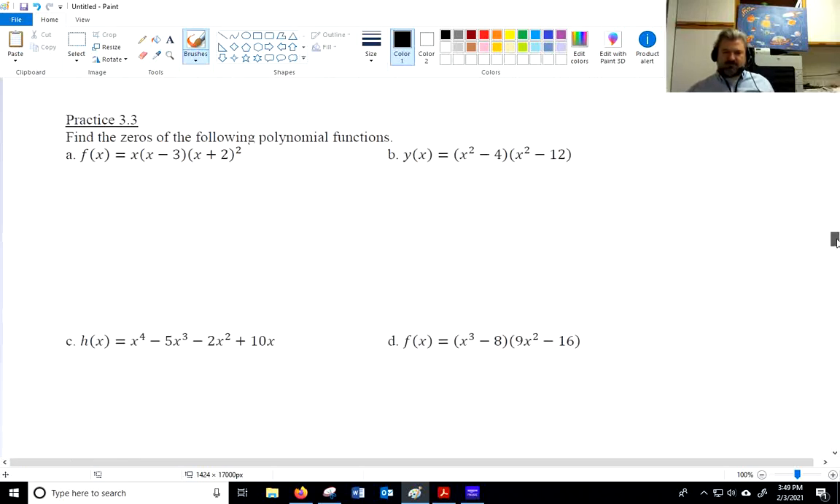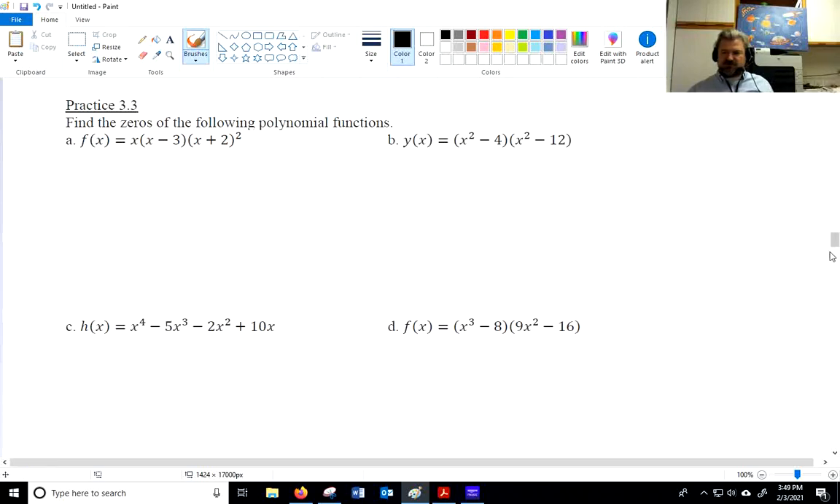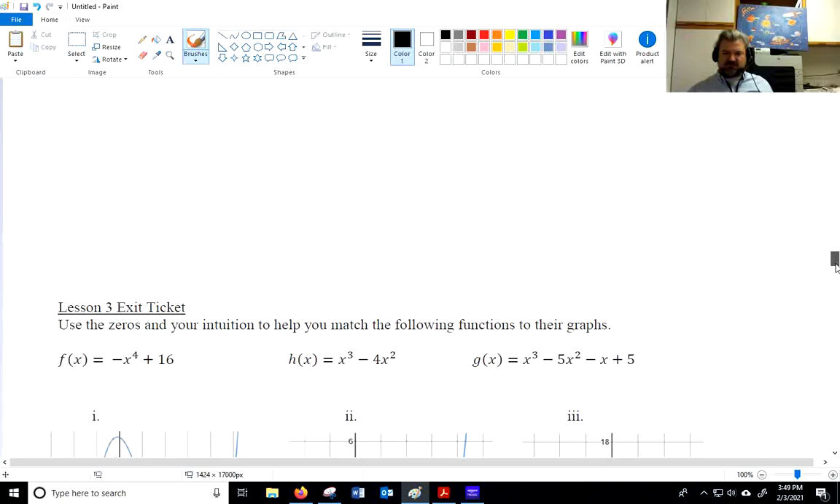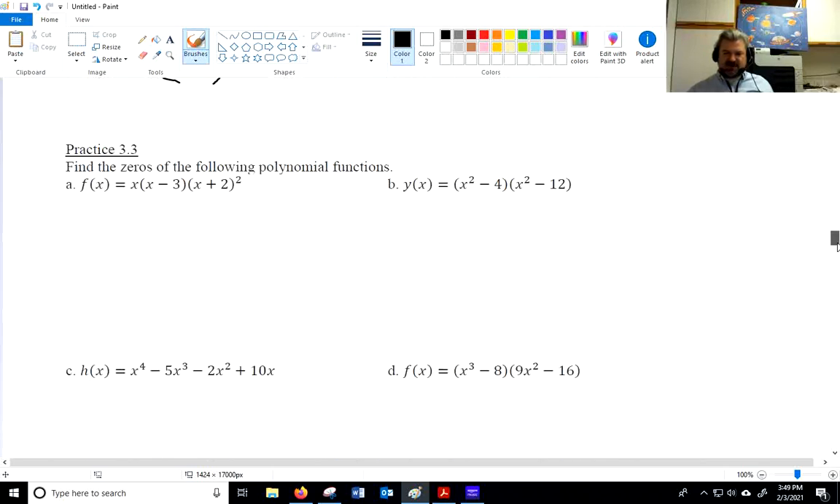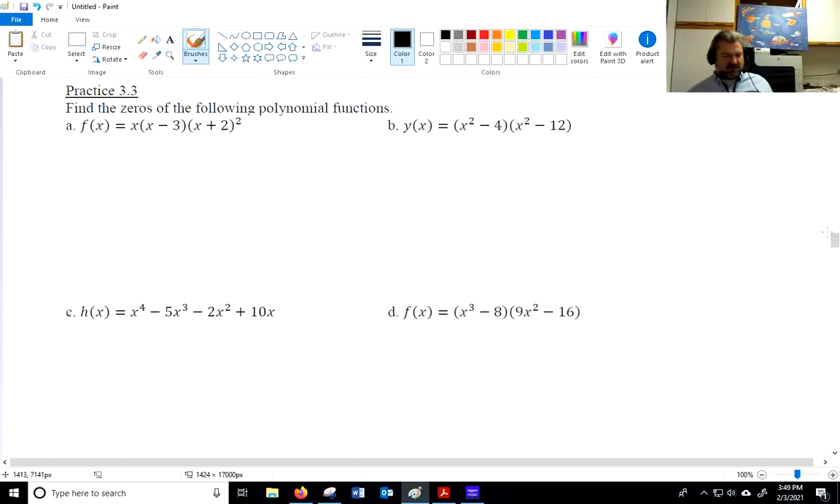All right. Practice finding the zeros of the following polynomial functions. I did not give you the graph, but these are some pretty kind of unique, different looking ones. So let's give that a chance to kind of get straight in your head. So give it a try, please, and then we'll go over it.